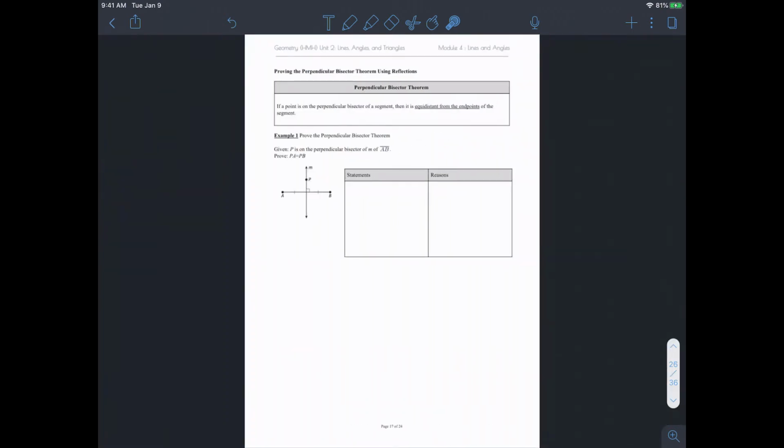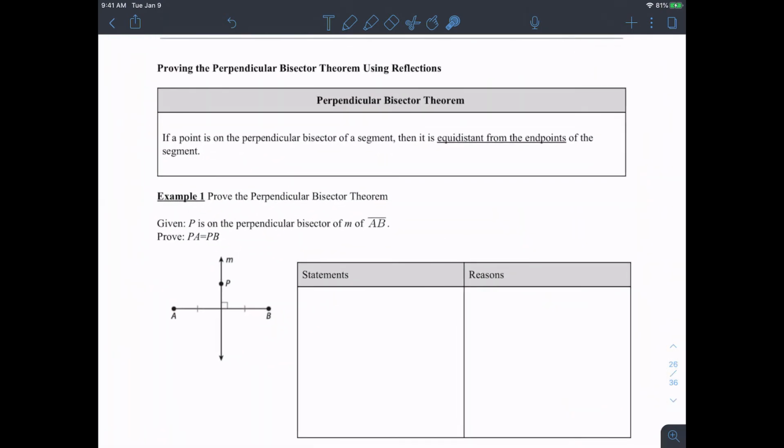Okay. All right, guys. So let's do more of pencil and paper type of work. So we're gonna do a quick proof, guys. But before we do, let's figure out what the theorem is that we're trying to prove. This is what's called the perpendicular bisector theorem. Anytime we give it a name, it's important. All right. So here we go. If a point is on the perpendicular bisector of a segment, then it is equidistant from the endpoints of the segment.